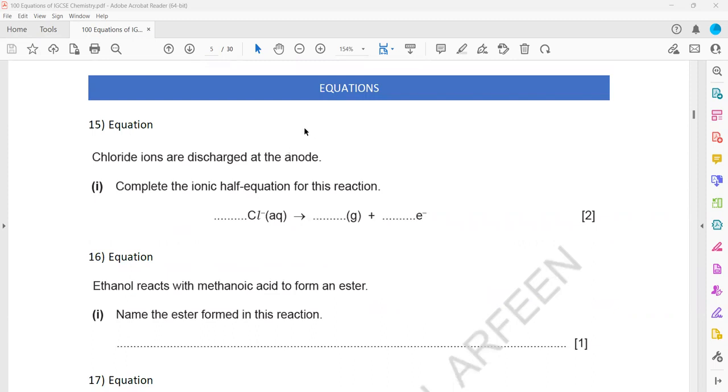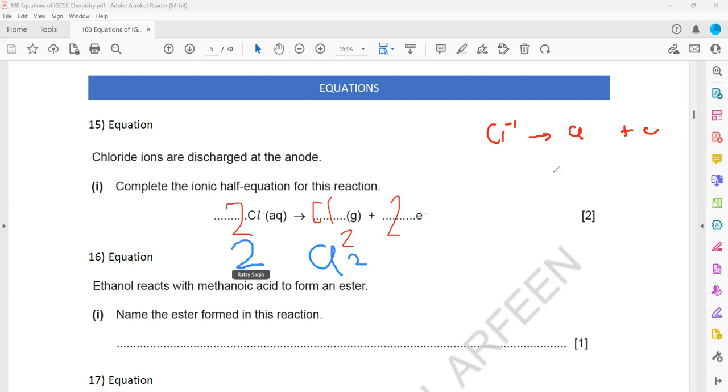Chloride ions are discharged at the anode. Ionic equation. So what happens? The chloride ion will lose an electron. For example, if you have a chloride ion, it will turn into a chlorine atom by loss of 1 electron. But a non-metal cannot exist as an atom except group 8. So when 2 chloride ions are there, they will lose 2 electrons. It will form chlorine gas.